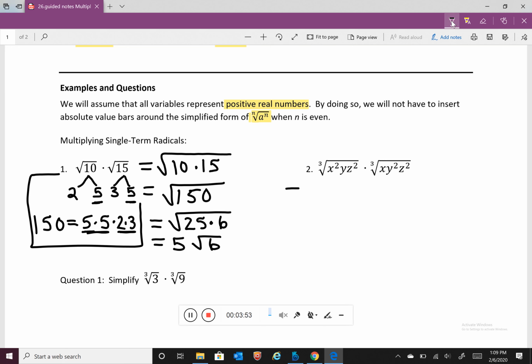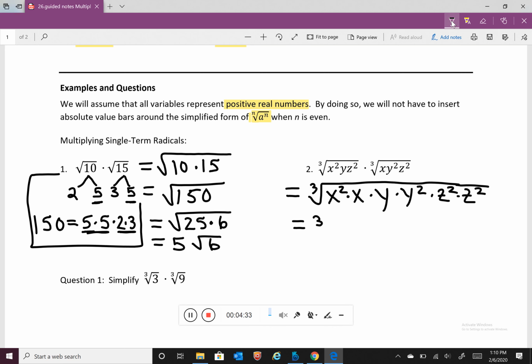So what we're going to do is group everything that is similar to each other together. So this is the cube root of x squared, but because multiplication is commutative, I can bring this with the x from the other radical, times y from the first radical, which I can bring with y squared from the second radical. And then we have z squared from both the first radical and the second radical. And so these are all connected through multiplication.